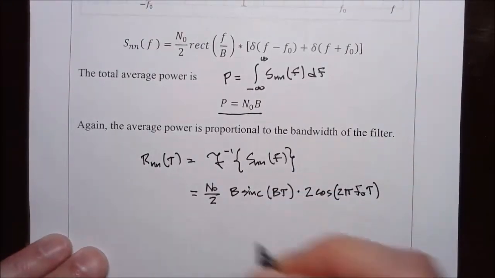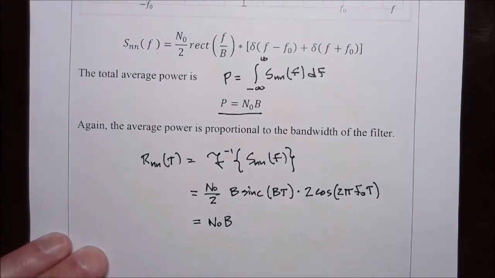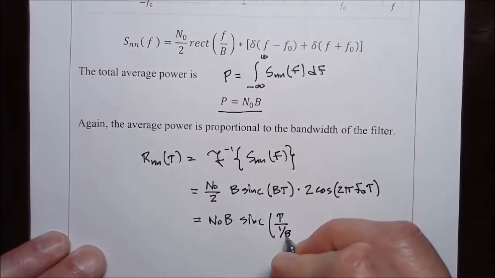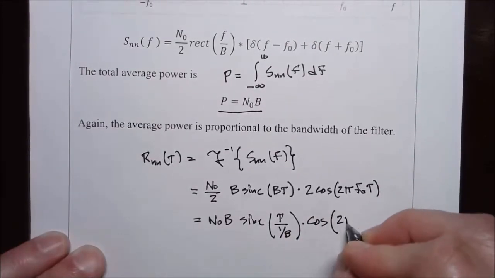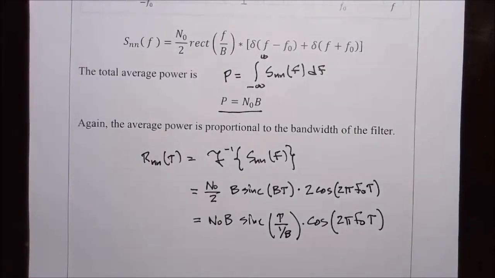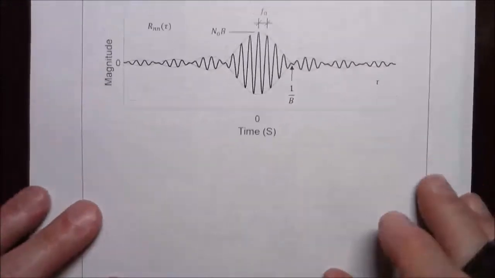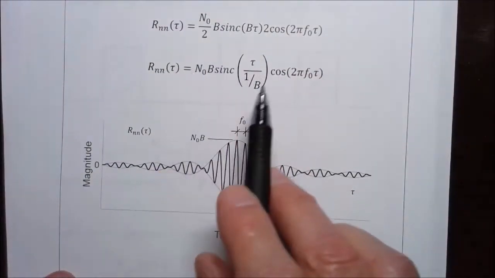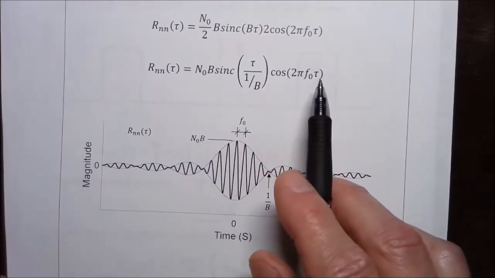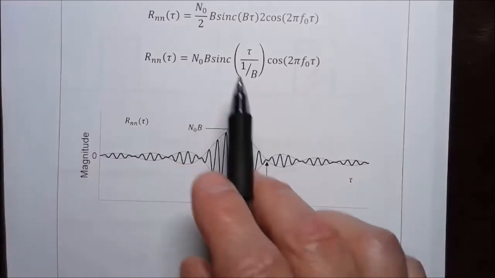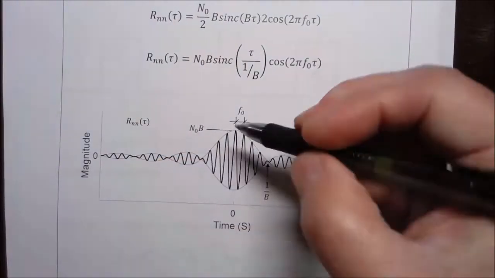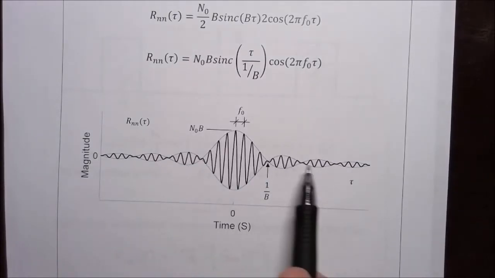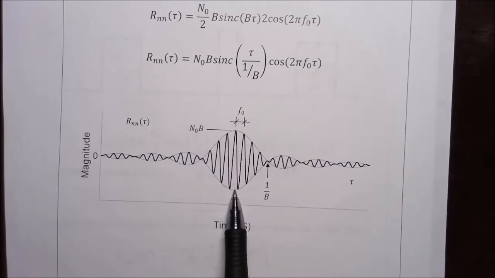And so the 2's cancel, and we get as the autocorrelation n0 b times the sinc of tau divided by 1 over b, and then that multiplies cosine of 2 pi f0 times tau. So if we were to plot that, this is the kind of shape we get. This is the same equation that I just wrote out. The amplitude of this cosine is modulated, as a function of tau, by this sinc function, and at tau equals 0, the sinc has a value of n0 b, so that gives us the maximum value. The zero line runs right through the middle of this, so it's n0 b at the top and minus n0 b at the bottom.